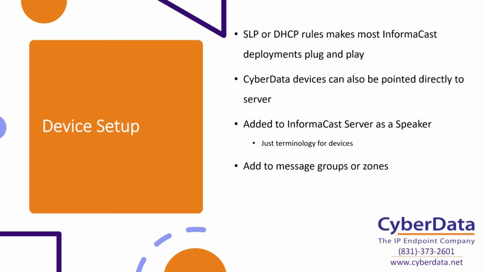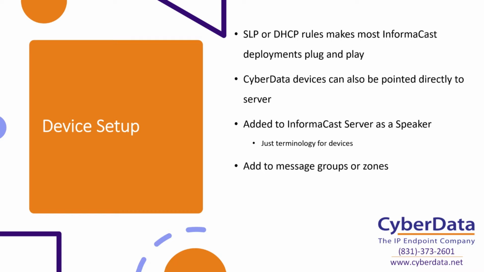And once you finish that part, you just add the particular device into the InformaCast server as what they call a speaker. And again, that's just terminology in how they call all of these different devices, whether you're registering a strobe that is definitely not a speaker, or an intercom that has a speaker, but it's not really a speaker per se. That's just what InformaCast calls all of the devices that are receiving notifications from InformaCast. Even if it's not a speaker, they just call it a speaker. It's just terminology. It really doesn't matter.